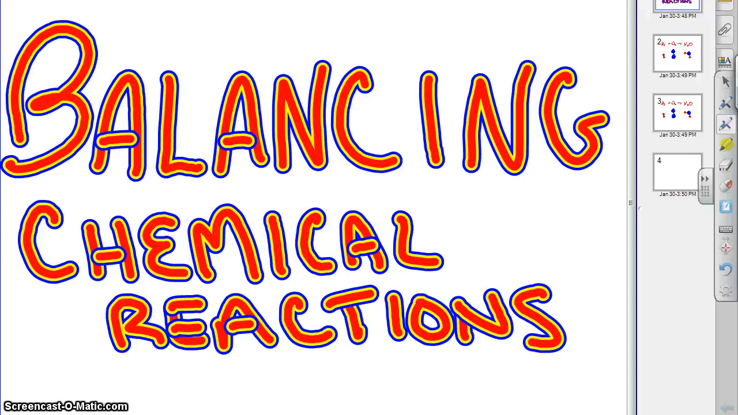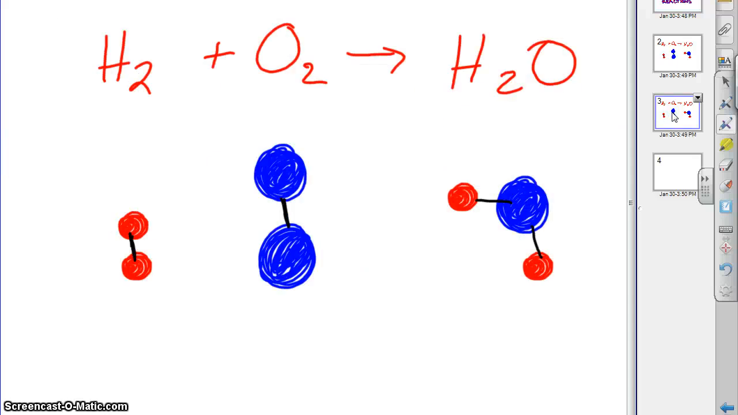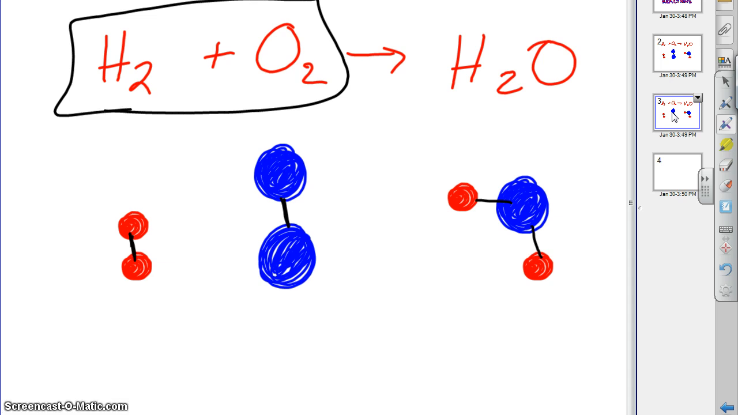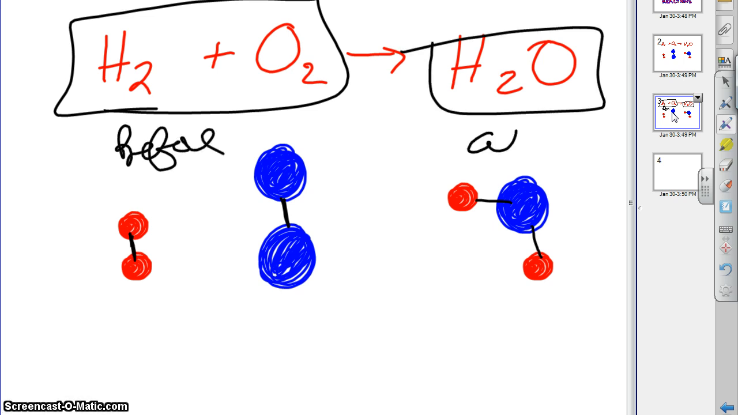Balancing chemical reactions. In the last video, we learned what the general characteristics of chemical reactions were, what we were trying to show before and after the arrow, and how we change sentences into chemical formulas. One important part of that I did neglect is that everything before the reaction arrow and everything after have different names.